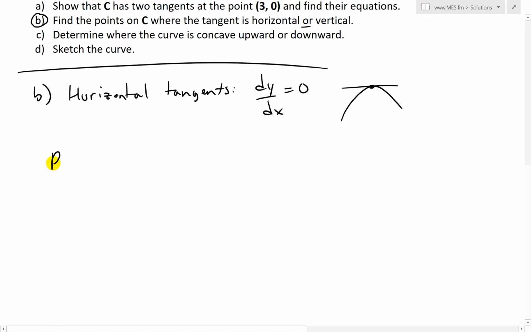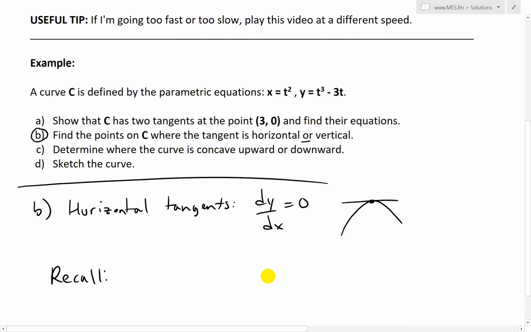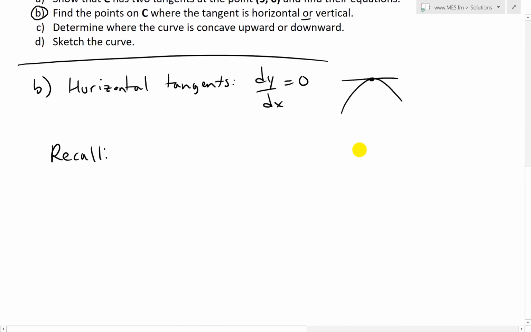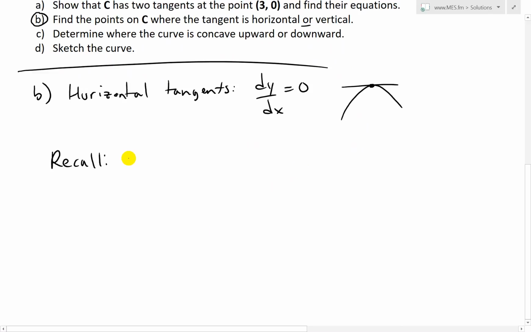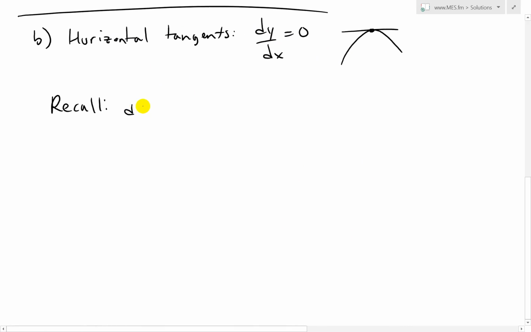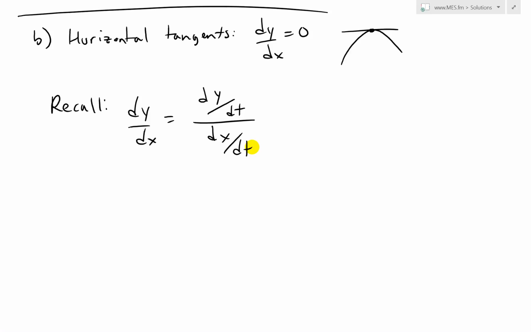Recall from my earlier video that when we're dealing with parametric equations, with x and y as functions of another parameter t, dy over dx, the derivative, is equal to the ratio dy over dt, the derivative of the y variable with respect to t, divided by dx over dt, the derivative of the x variable with respect to t. And again, I proved this in my earlier video, so make sure to check that out. Video linked in the description below.